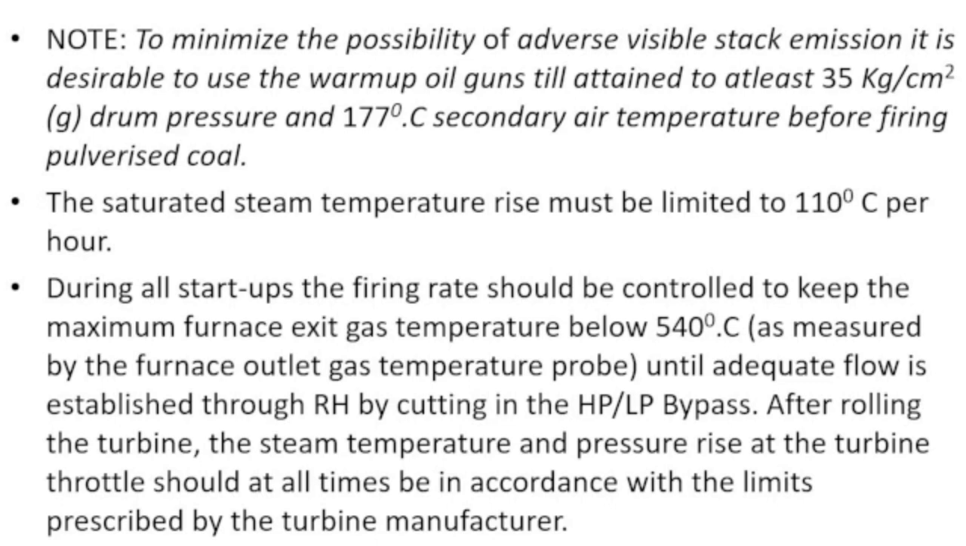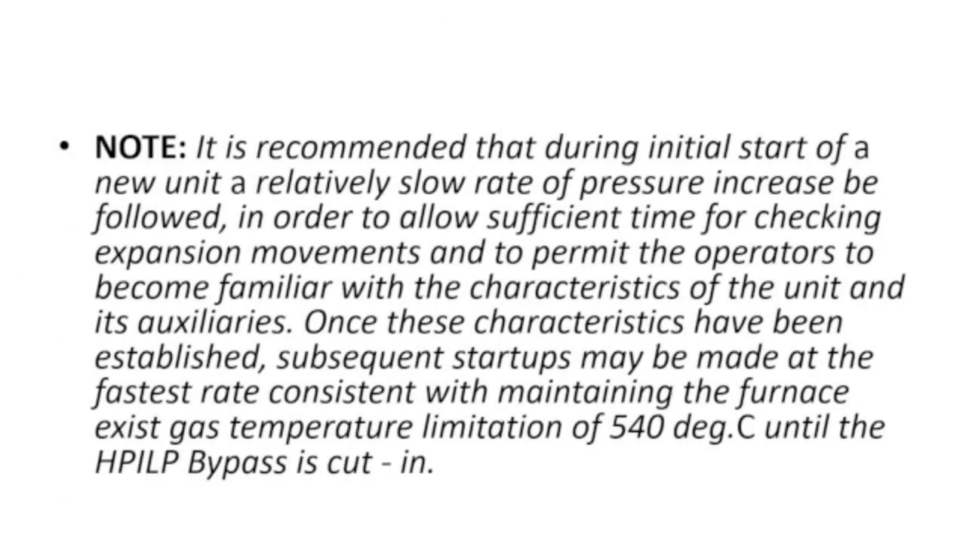During all startups, the firing rate should be controlled to keep the maximum furnace exit gas temperature below 540 degrees centigrade, as measured by the furnace gas outlet temperature probe, until adequate flow is established through the reheater by cutting in the HPLP bypass. After rolling the turbine, the steam temperature and pressure rise at the turbine throttle should at all times be in accordance with the limits prescribed by the turbine manufacturer.